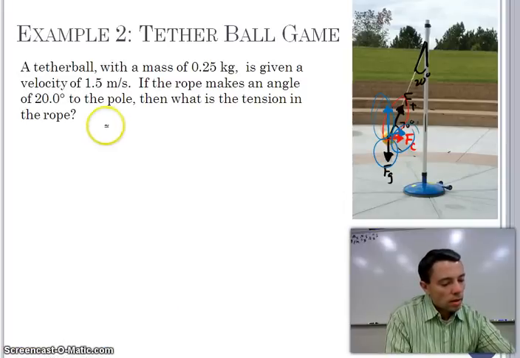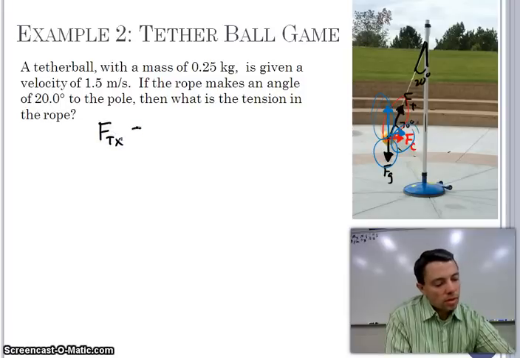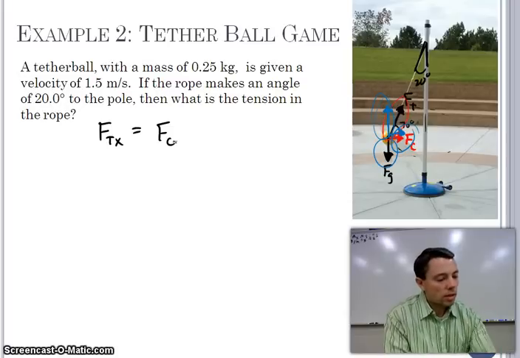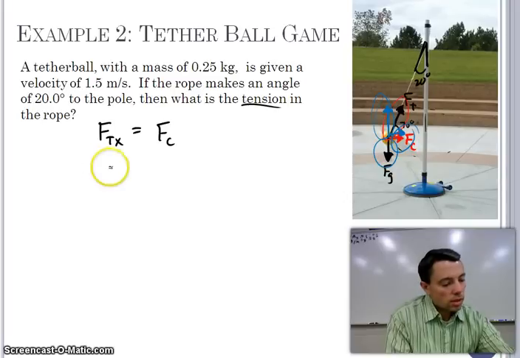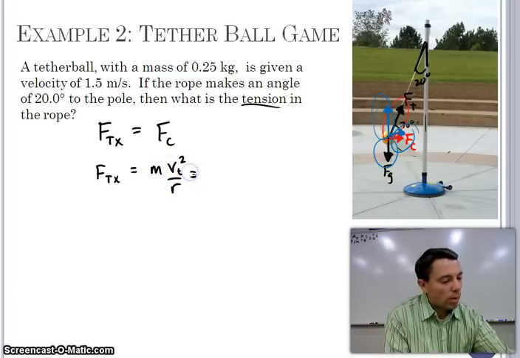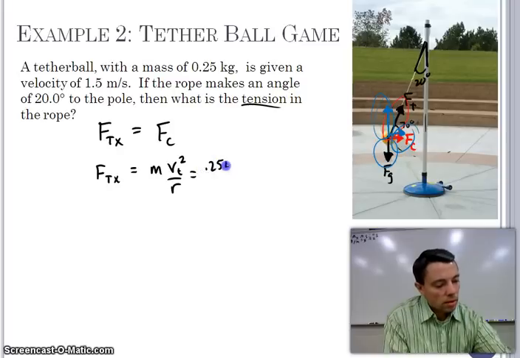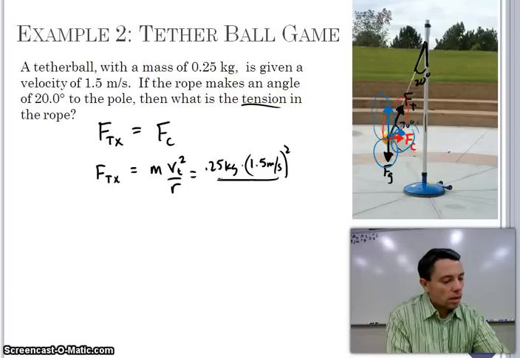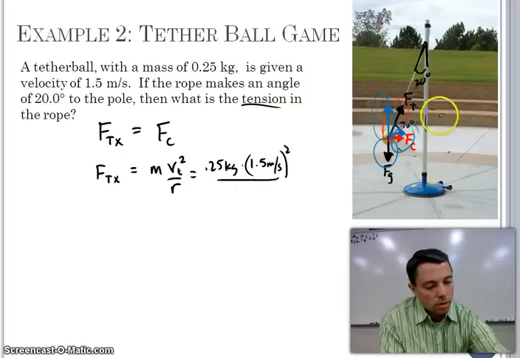So my force of tension in the X direction is going to be equal to my centripetal force. Essentially we want to know what is the tension. So force of tension in the X direction is equal to my mass times V sub T squared over R. I know my mass is 0.25 kilograms, and I know that my V sub T is 1.5 meters per second, and I'm going to square that, and divide by my radius. Oh, I didn't give you a radius. We'll just say it's half a meter, so maybe it's half a meter away.